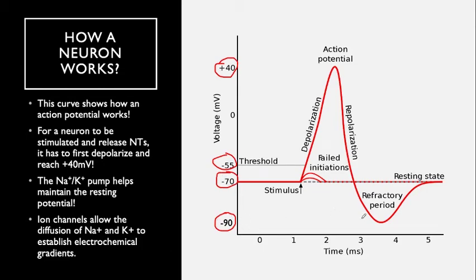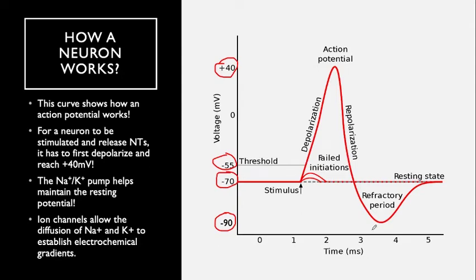And this hyperpolarization comes with a refractory period. And during that refractory period, the neuron will not fire under any circumstance. It lasts a few milliseconds, but it's very, very important that you guys understand that if the cell has been hyperpolarized, it will not fire anymore, right? So now you guys know this action potential curve and how it works.